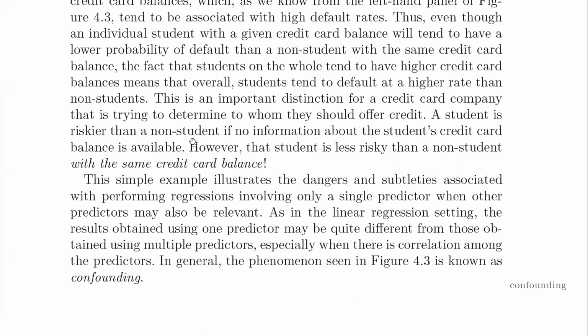A student is riskier than a non-student if no information about the student's credit card balance is available. However, that student is less risky than a non-student with the same credit card balance. This is such a beautiful example. This simple example illustrates the dangers and subtleties associated with performing regressions involving only a single predictor when other predictors may also be relevant. As in the linear regression setting, the results obtained using one predictor may be quite different from those obtained using multiple predictors, especially when there is correlation among the predictors. In general, this phenomenon, seen in figure 4.3, is known as confounding.